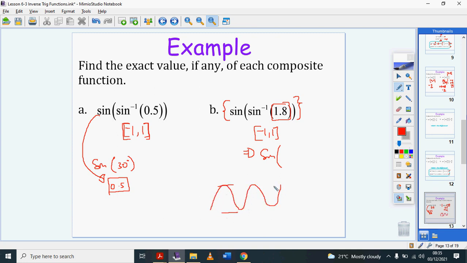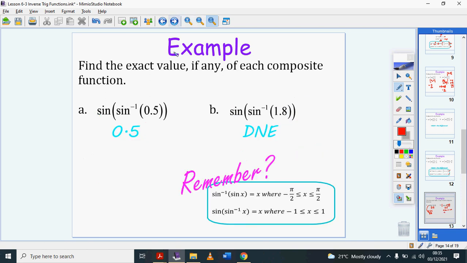So it's not possible to have an angle that gives you a sine ratio of 1.8. And that, friends, is why this expression does not have an answer. So you can just say does not exist, or undefined, or impossible, or whatever.